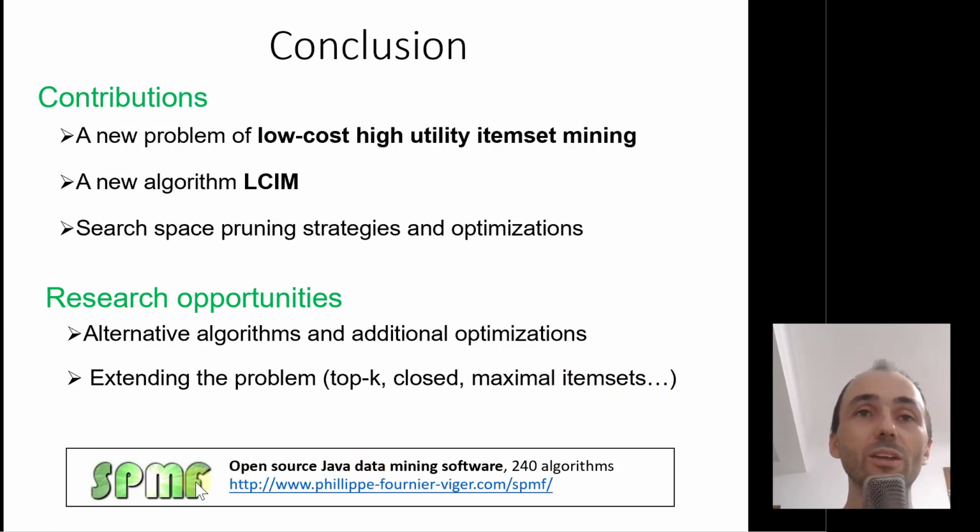If you want the code and also the database for this algorithm, you can find them on the SPMF website. It is in Java and open source. You can also use this in your research.